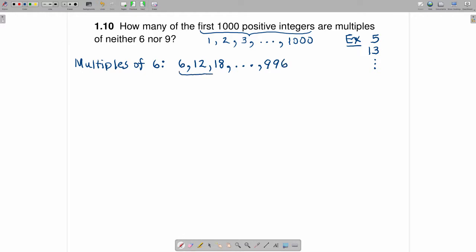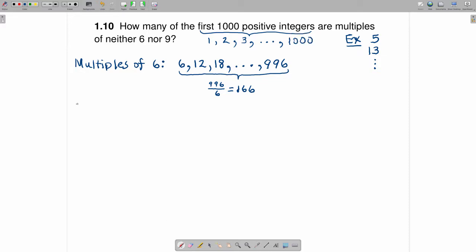Now the next question is, how many of these are there? Well, if you take 996 and you divide it by 6, that will give you 166 numbers in that list. So there's 166 numbers that are multiples of 6 in the first 1,000 positive integers.